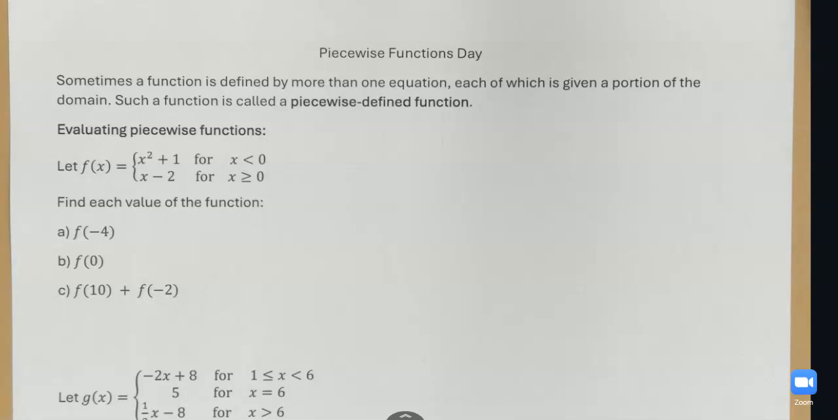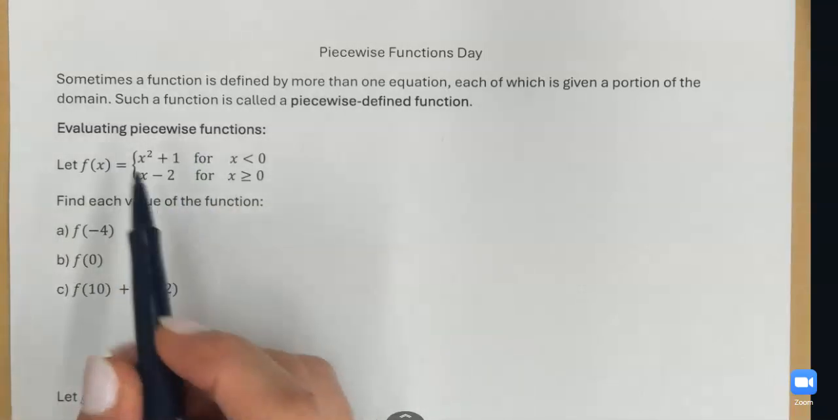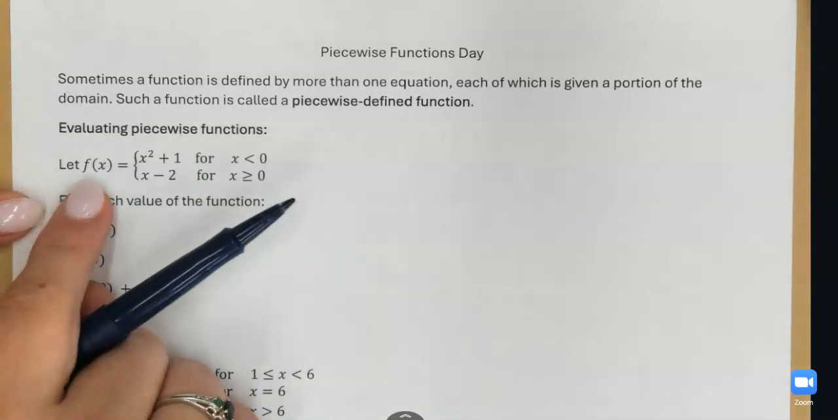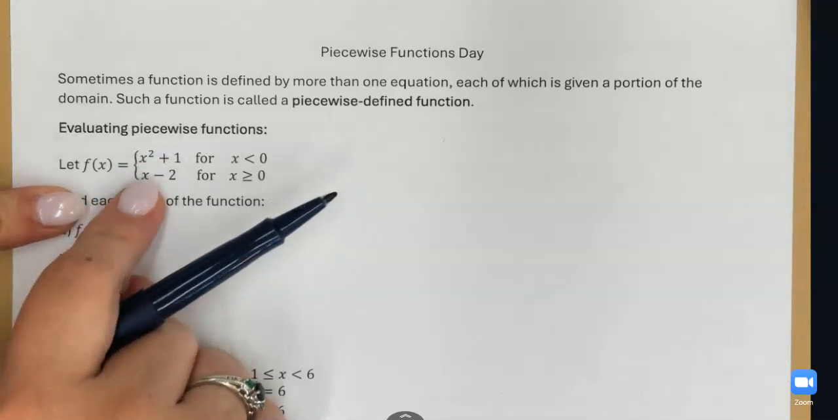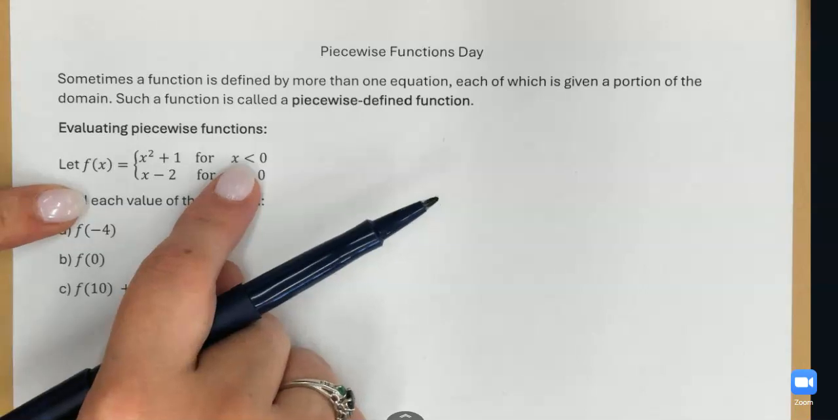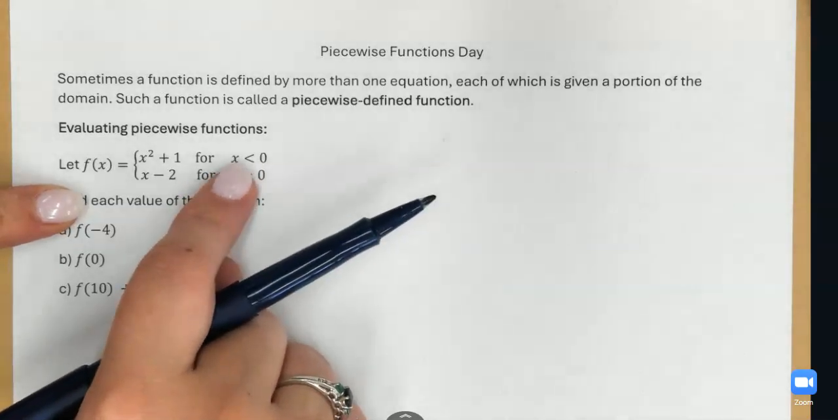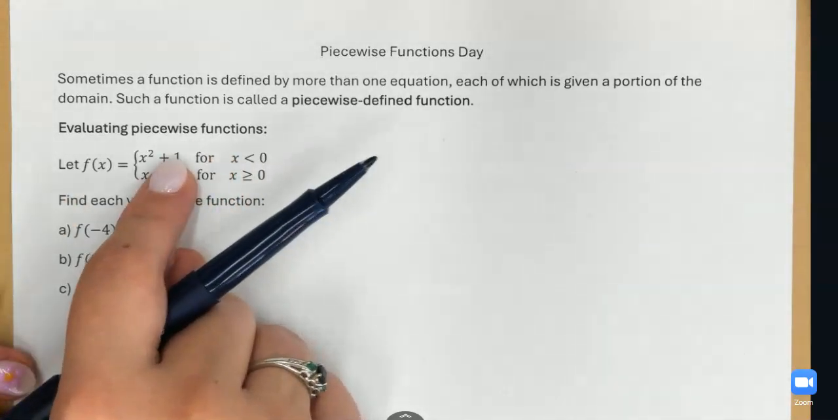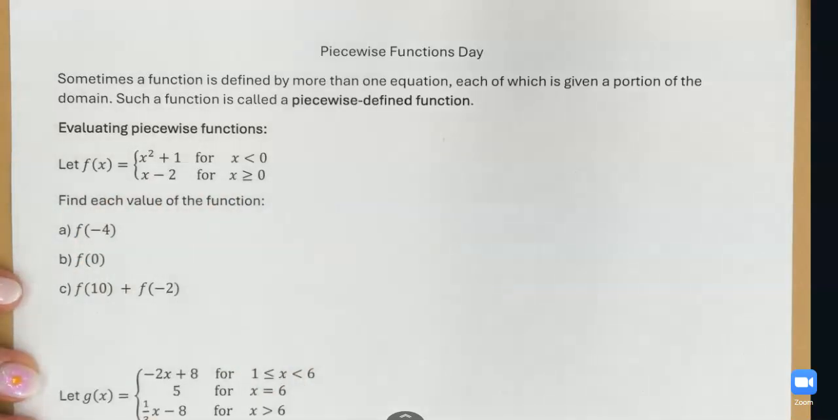So what that's going to look like is your piecewise function will be written in function notation, and you will see your 2, sometimes 3 or 4 different equations, and next to it, it will tell you over what x values, what domain you will use that equation, and over what domain you will use the other equation or equations.